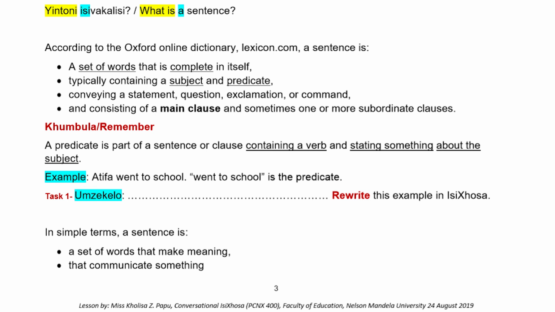The second criteria for a sentence is that a sentence typically contains a subject and a predicate. I will explain later what a predicate is. A sentence also conveys a statement, a question, an exclamation, or a command. Lastly, a sentence usually consists of a main clause and sometimes one or more subordinate clauses. So that is how the Oxford Dictionary explains what a sentence is.